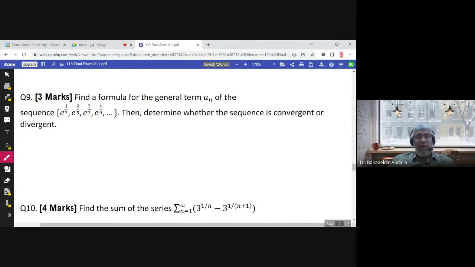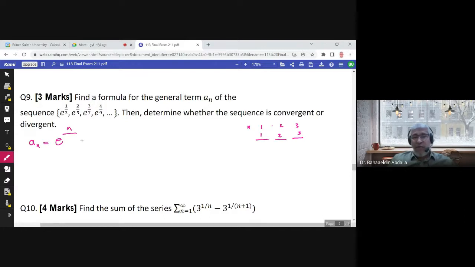Find a formula for the general term a_n of this sequence. Sequences, this is section 11.1. Then determine whether the sequence is convergent or divergent. Okay, concentrate here. I have 1 over 3. So a_n would be e to some power, to a fraction. What is this fraction? I have 1, 2, 3, 4. Notice when n is 1, I have the number 1 over. When n is 2, I have 2 over. 3, I have 3 over. So it's clear that I have n here in the numerator. In the denominator, when n is 1, I have 3. n is 2, I have 5. n is 3, I have 9.